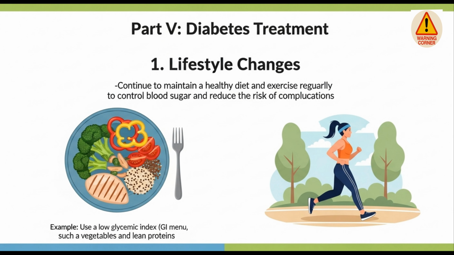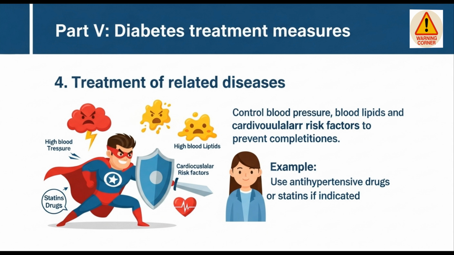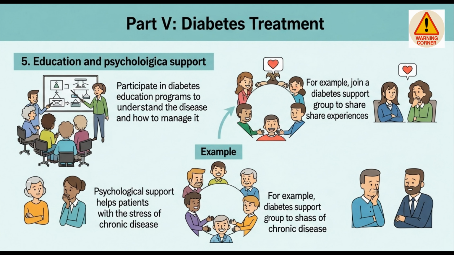4. Treatment of related diseases. Control blood pressure, blood lipids, and cardiovascular risk factors to prevent complications. For example, use antihypertensive drugs or statins if indicated. 5. Education and psychological support. Participate in diabetes education programs to better understand the disease and how to manage it. Psychological support helps patients cope with the stress of chronic disease. For example, join a diabetes support group to share experiences.